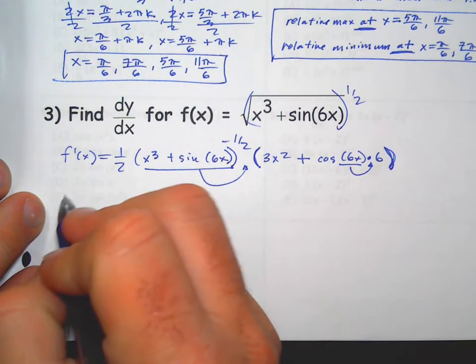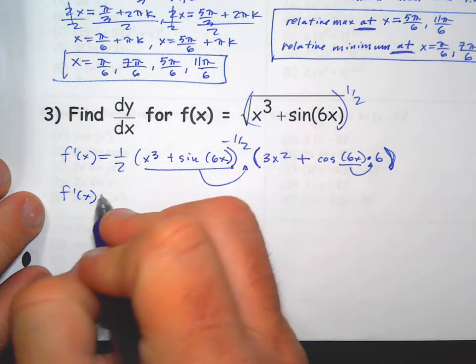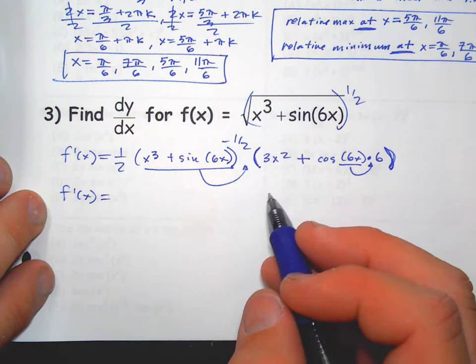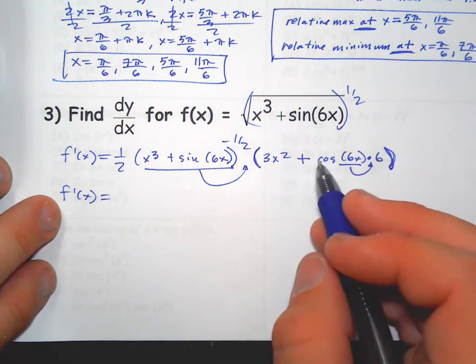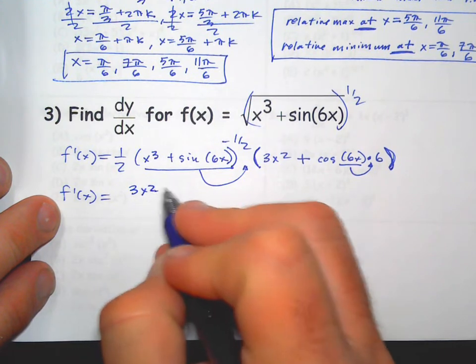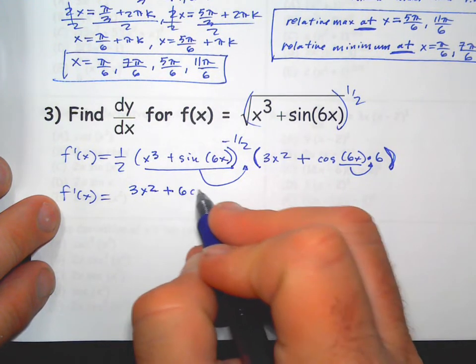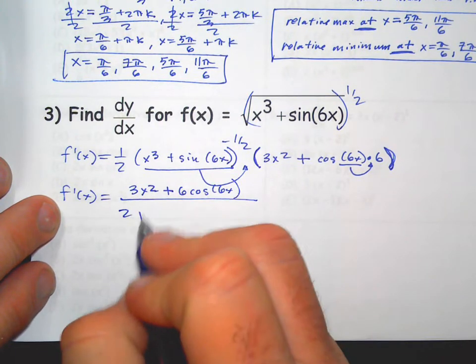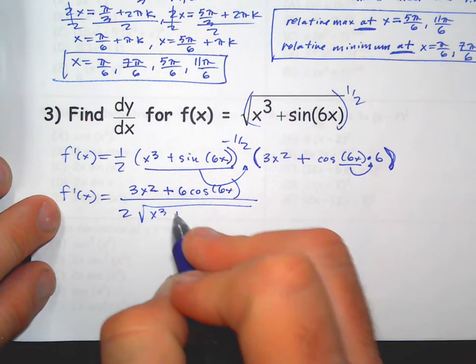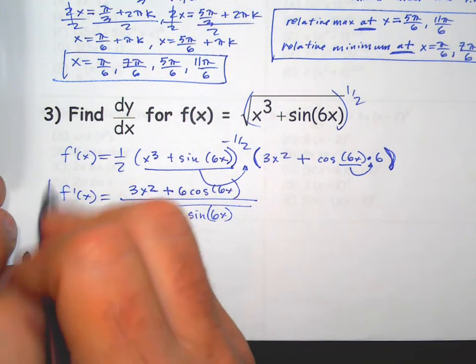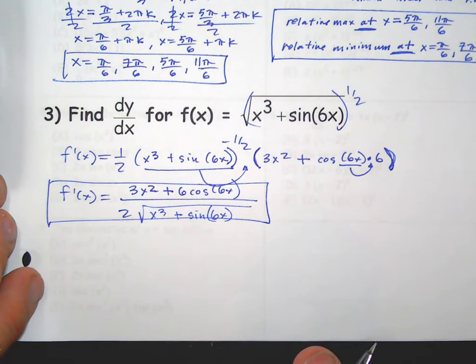Okay, so we're going to rewrite a nice answer. I don't want negative exponents. 1/2 is going to be square roots again. I want numbers and things in front of trig. So this is going to be 3x squared plus 6 cosine 6x over 2 square root of x cubed plus sine 6x. That's the best answer right there.